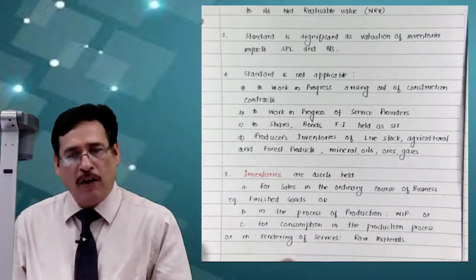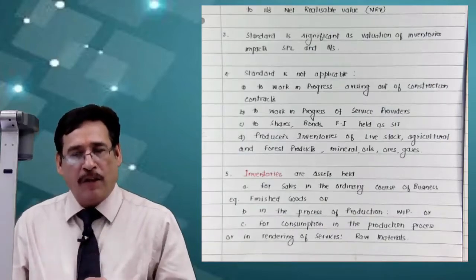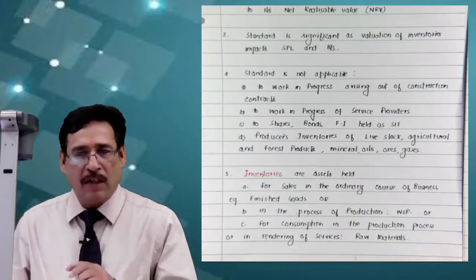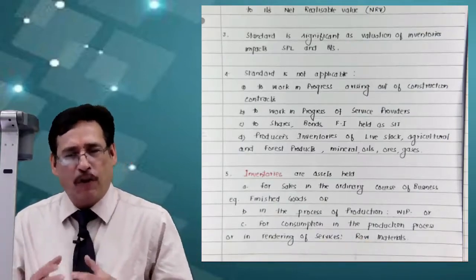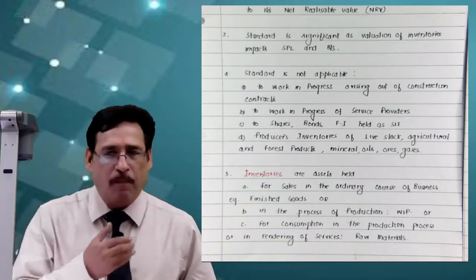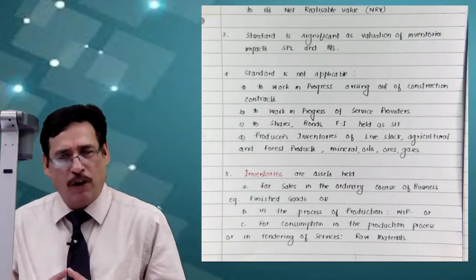Similarly, what we call inventories are assets in the form of work in progress. Work in progress means such assets which are in the process of production. So there might be some assets which are still in the pipeline, still in the process of production. Generally we refer to them as work in progress.